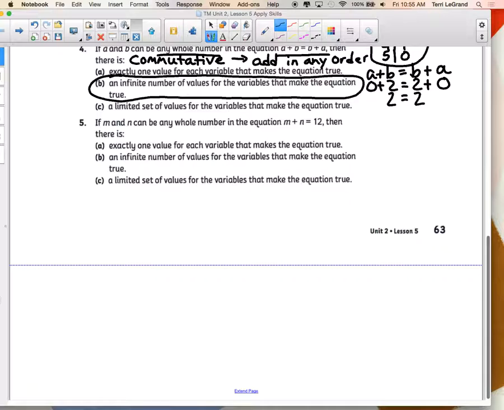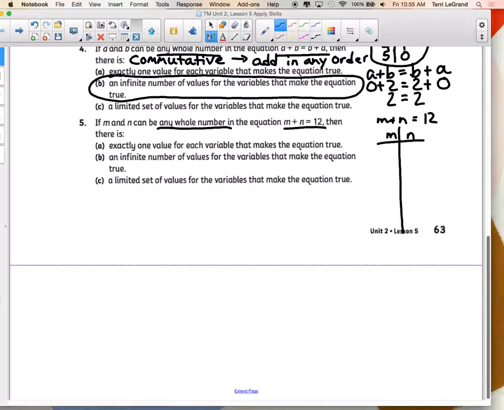If m and n can be any whole number, well, that's kind of important. In the equation m plus n equals 12, that's important also. Then looking again, do we have just one? Do we have an infinite number? Or do we have a limited set? So m plus n equals 12. Whole numbers.